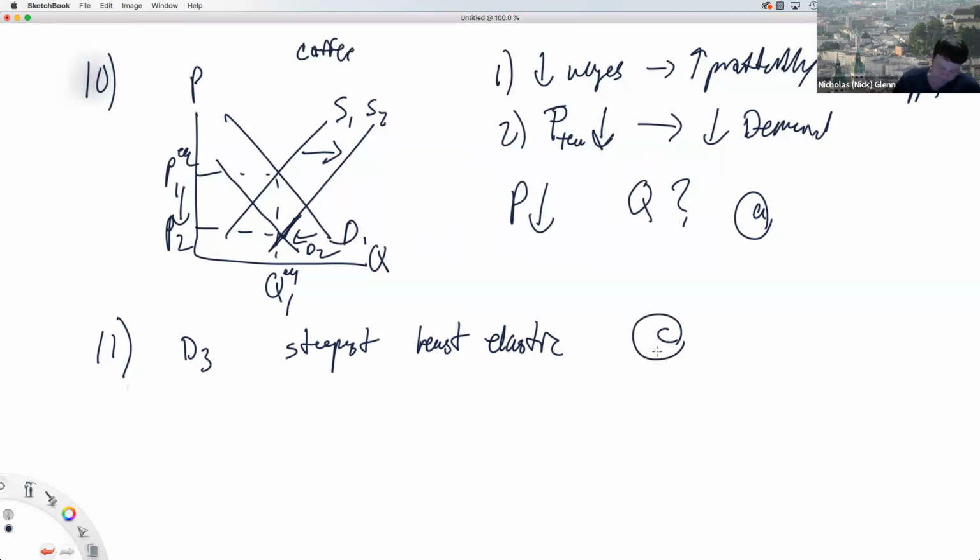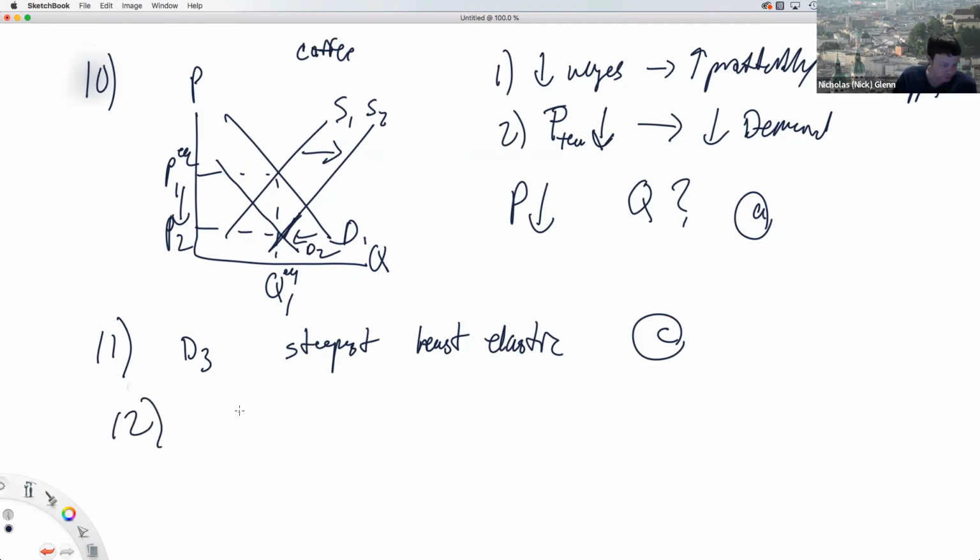Okay. That's the one where, for whatever reason, the consumers aren't responding quite as much to price changes. It's probably a necessity or a good like that, or it's looking at things in the short term instead of the long term, where people can't really change their spending habits quickly. But for whatever reason, D3, the steeper curve, is less elastic. That's because the change in quantity demanded is smallest in that curve as you change price levels. Okay, 12.